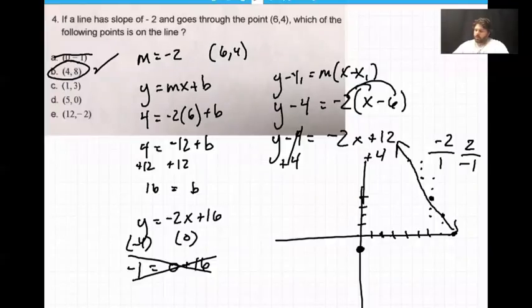(4, 8): 1, 2, 3, 4, 1, 2, 3, 4, 5, 6, 7, 8. Looks like it might be. I'm not 100% sure. (1, 3) I can definitely tell isn't. (5, 0) I can tell is not. And (12, -2), now that one looks like it might work. But again, that narrows it down to at least two that I can test and see which one works. Okay.